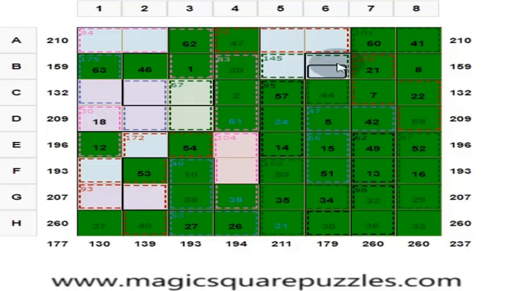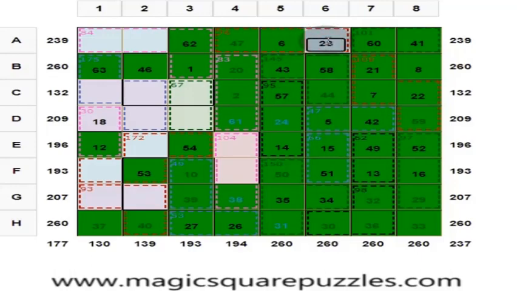Okay. Center 2 by 2 always gives you 130. This is 44 plus 7 is equal to 51. 51 plus 21, 72. Here you put 58. Okay. What is this? Here you put 43. And what is this? This is 6. And what is this? 23. Now we have finished two subsquares.